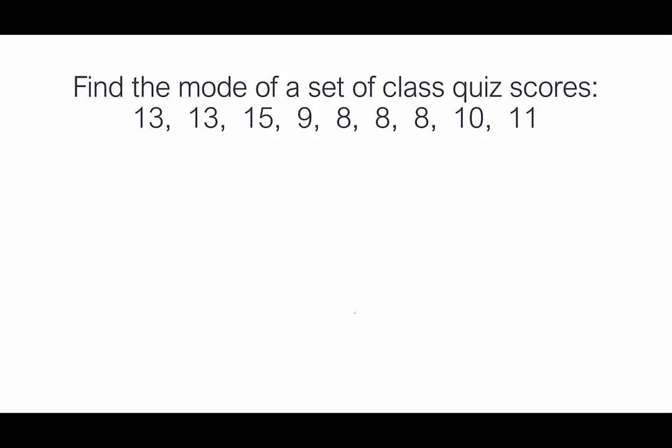We want to find the mode of a set of class quiz scores. The first thing I want to do is put them in order from least to greatest. So when I go from least to greatest, I'm going to start with the 8s, 8, 8, 8. Then I have 9, 10, 11. Then I have 2 13s, and 1 15.